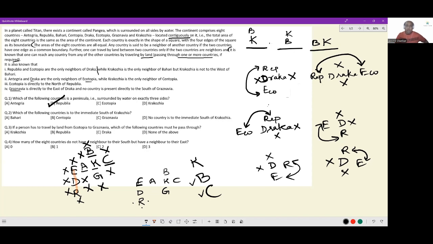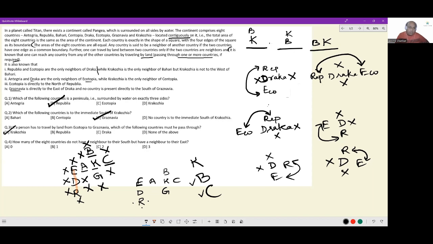Next, which of the following countries is to the immediate south of Krakozia? To the immediate south of Krakozia, we have Grasnavia. Next, if a person has to travel by land from Ecotopia to Grasnavia, which of the following countries must he pass through? A and K, Krakozia, Republia, Draka, none of the above. Krakozia has to definitely be passed. The journey will be E, A, K, G.